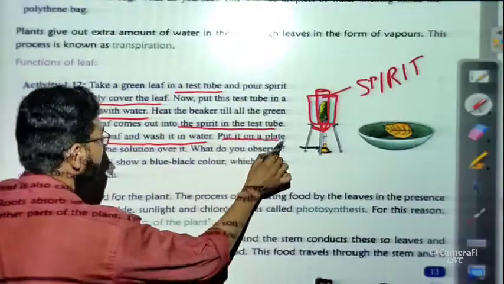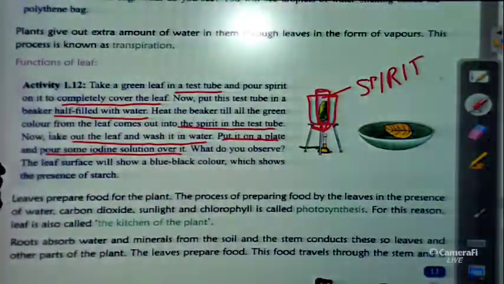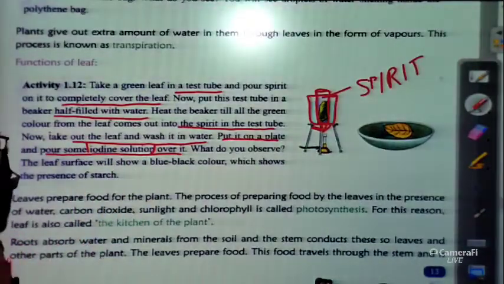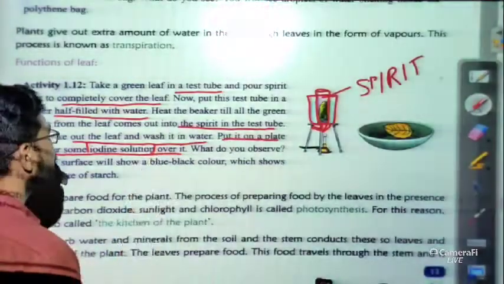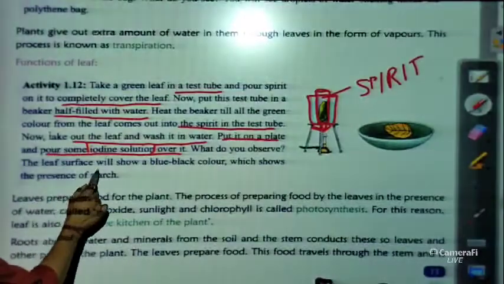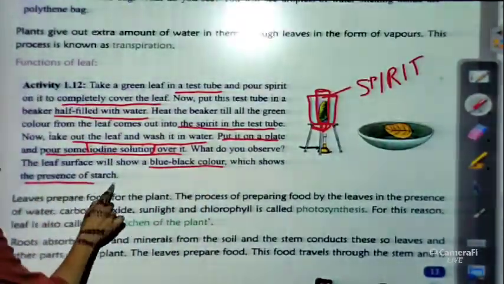If we put it on a plate and pour some iodine solution over it, these are basically solutions that we use in the chemistry lab, students. These are the iodine solutions. If we put iodine solution over it, then what do you observe? You will observe the leaf surface shows a blue or black color, which shows the presence of starch.